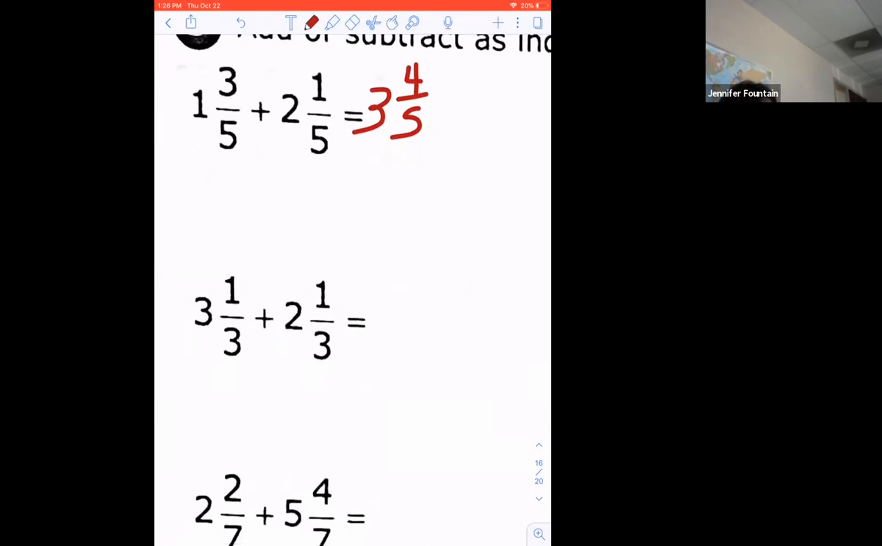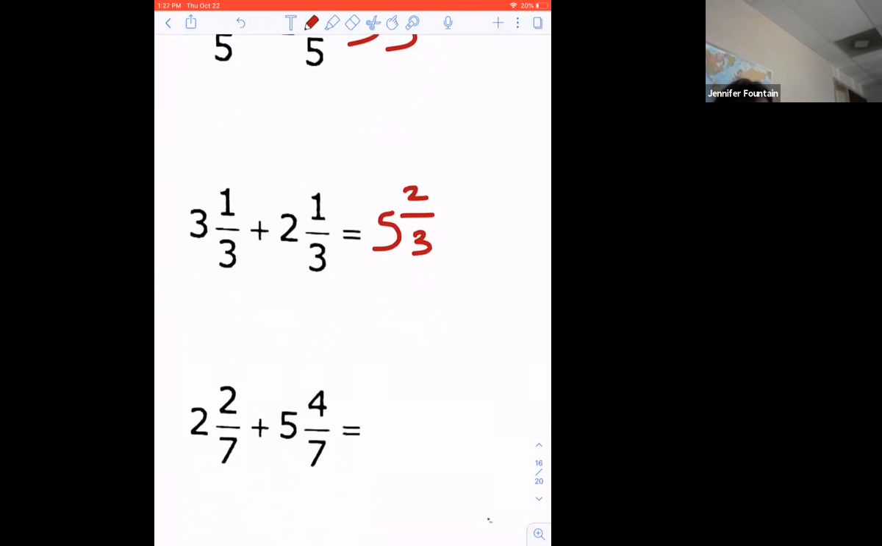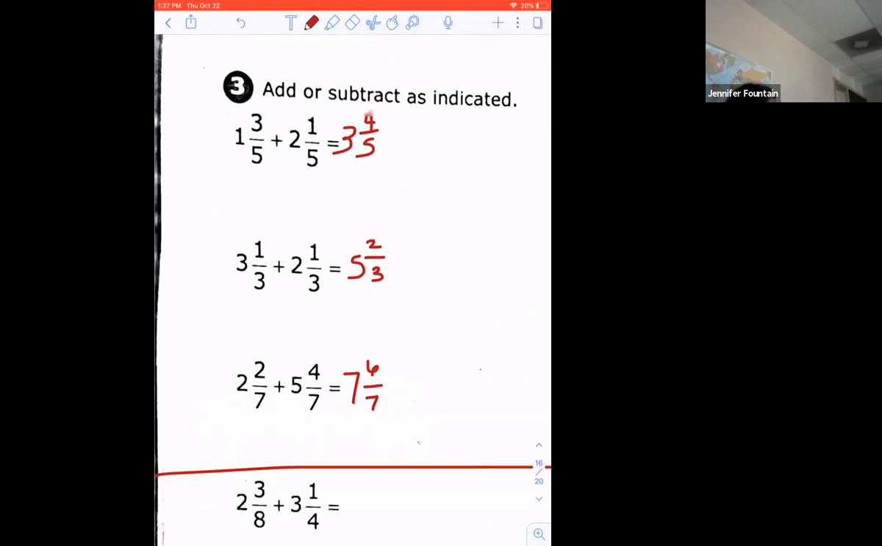The next one, 3 1/3 plus 2 1/3. 3 plus 2 is 5, and 1 plus 1 is 2/3. Below that, 2 2/7 plus 5 4/7. 2 plus 5 is 7. And then my numerators, 2 plus 4 is 6. Keep my denominator of 7. Any questions about the addition side?